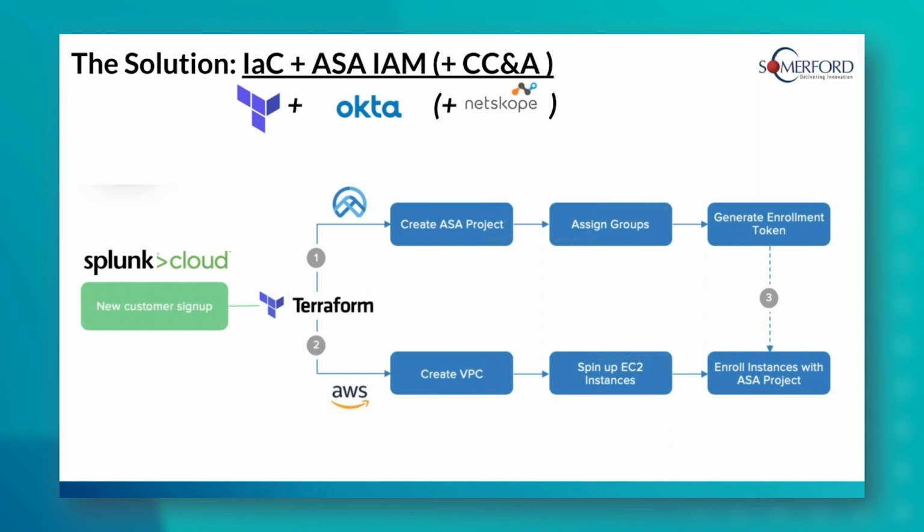And then finally, it will enroll the instances with what's called an Advanced Server Access project. At the same time, Okta ASA is going to create an ASA project, again, informed by Terraform's infrastructure as code. It will then assign groups of known users and known identities within Okta into those groups, and then it will generate enrollment tokens for those. And then it will communicate with AWS to enroll that ASA project and have those tokens enrolled.